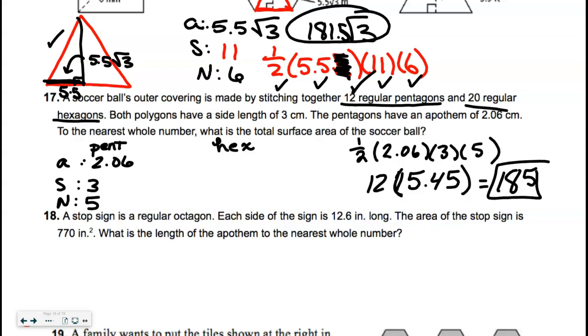We also have 20 hexagons. So I need this, I need this, I need this. Hexagons have 6 sides. They told me the side length is 3. I'm searching to see if they told me what the apothem is because you're my first hour. And I go, oh crap, they didn't. Correct? So for a hexagon, what you're going to do is pull out one of the 6 triangles made. Correct? You're going to drop the apothem down.